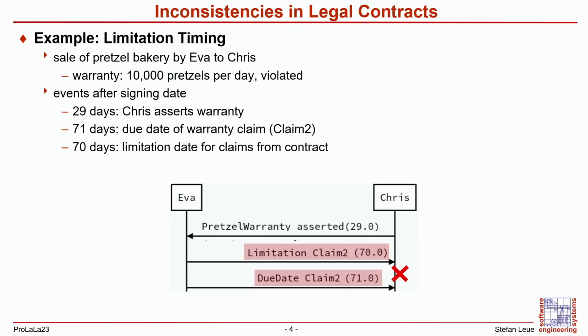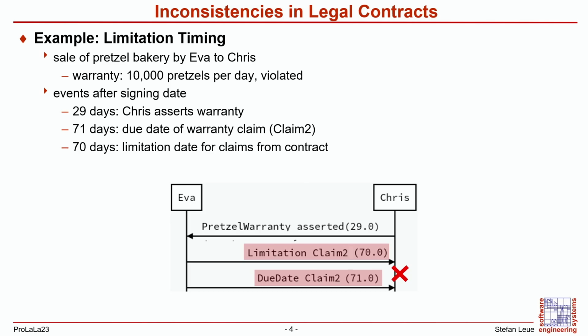So an example here that I'm going to use is that Eva is selling a pretzel bakery. Notice that this work was done in southern Germany, where pretzels are relatively famous, right? And she is selling it to Chris, and it's attached with a warranty of 10,000 pretzels capacity per day.